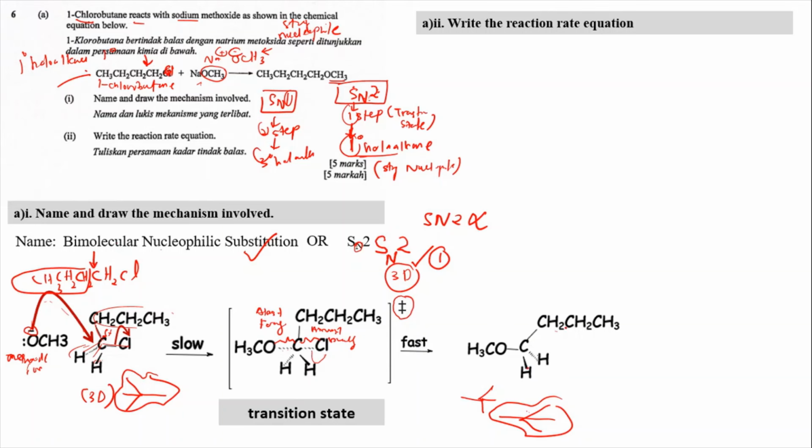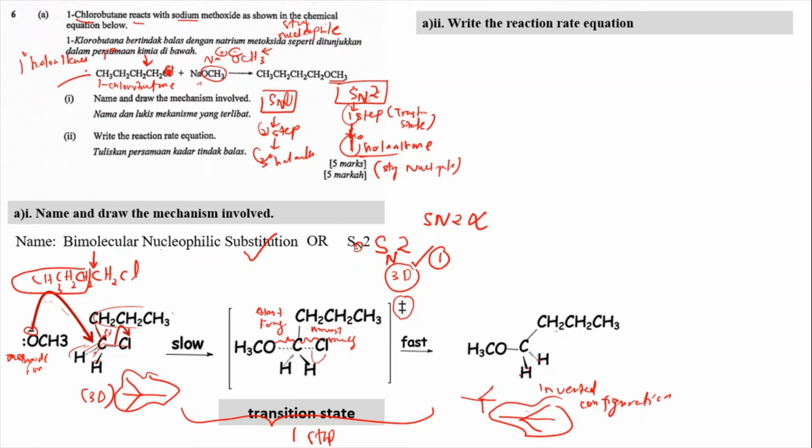Okay, so ensure that you draw the 3D form correctly. So dia mesti inverted configuration. Okay, and this whole step here sebenarnya dikira sebagai satu step. Dan ini kita hanya menunjukkan dia punya transition state, yang mana transition state ni tidak dikira sebagai satu step. Okay, so sini ke sini sebenarnya adalah satu step.